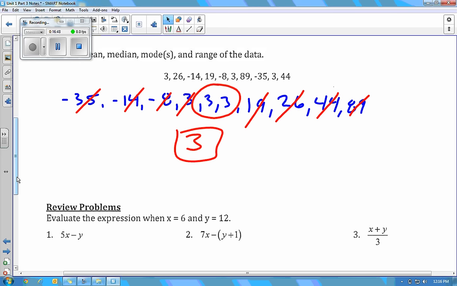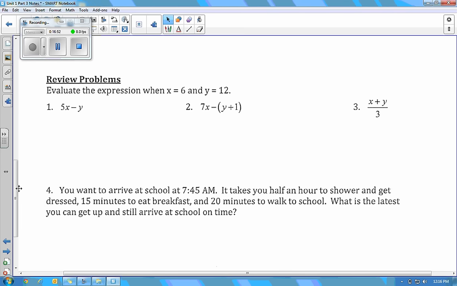All right, on the bottom are 4 review problems. Those are all left to you. Make sure you get them all done and grade them from the answer key. I apologize for such a long video, but we put a whole bunch of stuff into one section. So that's unit 1.